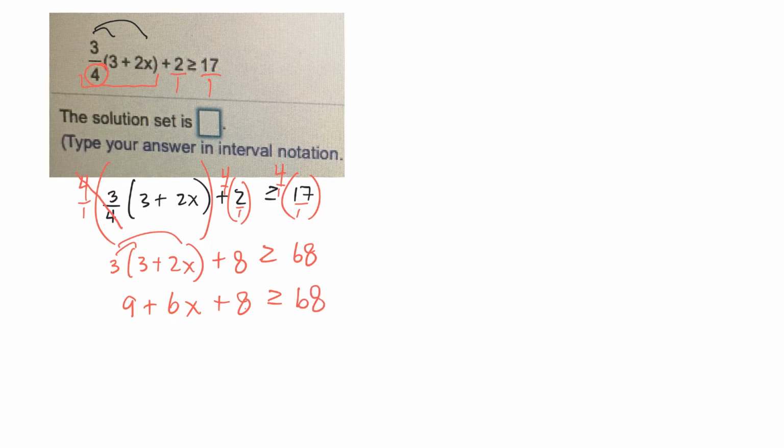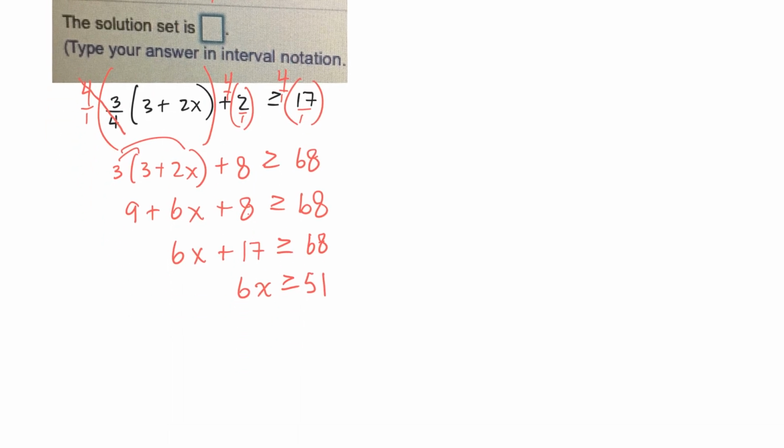Collect like terms on the left side, so I'd have 6x plus 17 greater than or equal to 68. I'll subtract 17 on both sides, so that'll be 51. Is that right? Yep. And then I'll divide both sides by 6, so I'll get x greater than or equal to 51 over 6.